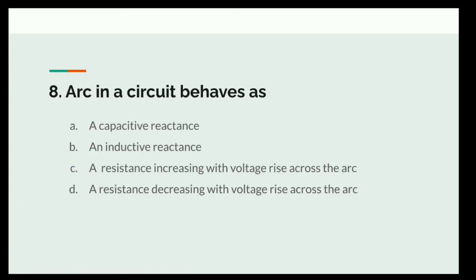Arc in a circuit behaves as A. Capacitive reactance, B. An inductive reactance, C. A resistance increasing with voltage rise across the arc, D. A resistance decreasing with voltage rise across the arc. And the correct answer is a resistance increasing with voltage rise across the arc.